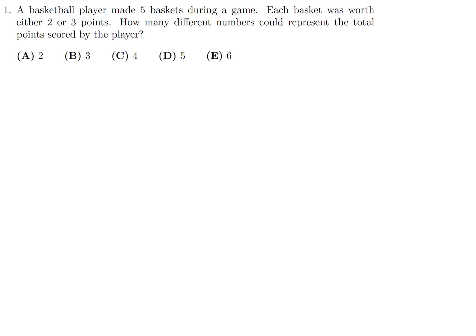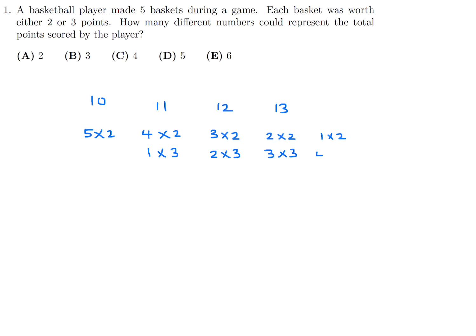If all the shots were 2-pointers, it would be 10 points, right? 5 times 2. If 4 of them were 2-pointers and 1 was a 3-pointer, then he would score 11. If 3 were 2-pointers and 2 were 3-pointers, that would be 12. It's 6 plus 6. And similarly, if 2 were 2-pointers and 3 were 3-pointers, that becomes 4 plus 9, which is 13. 1 2-pointer, 4 3-pointers, 12 plus 2, which is 14. And finally, all 3-pointers, and that would be 15 points.